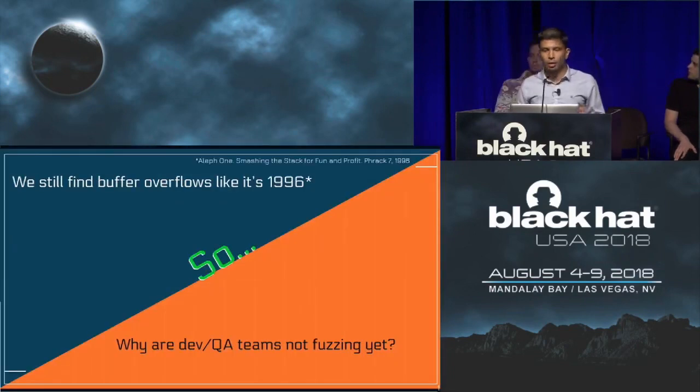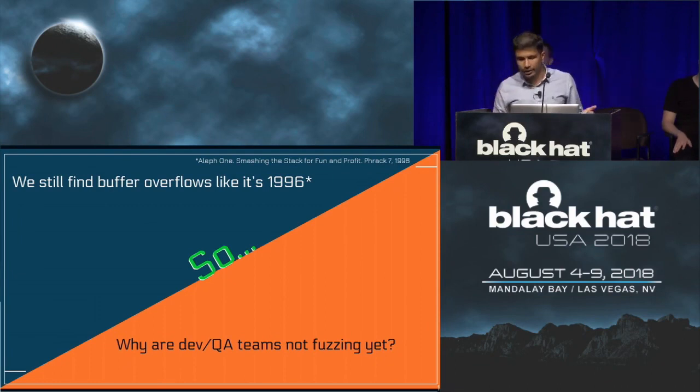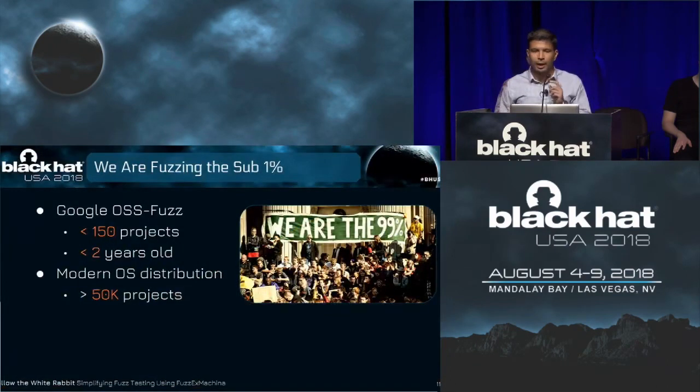So clearly, we've come a long way and made a lot of progress. But yet, we still find buffer overflows in various programs like it's 1996. So clearly, there's a divergence between what exists and the kind of bugs we find today. So the question is, why aren't developers and QA teams fuzzing yet? And the truth is actually that we are fuzzing, but we are fuzzing the sub 1%.